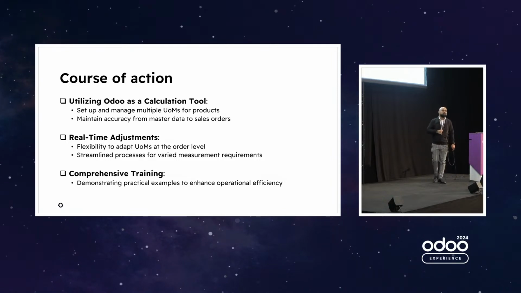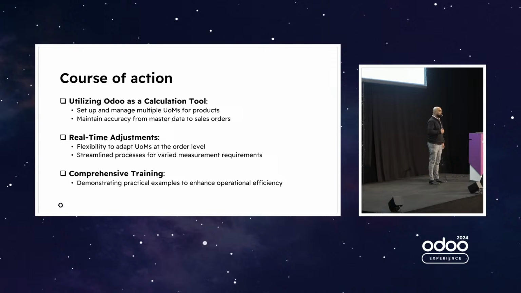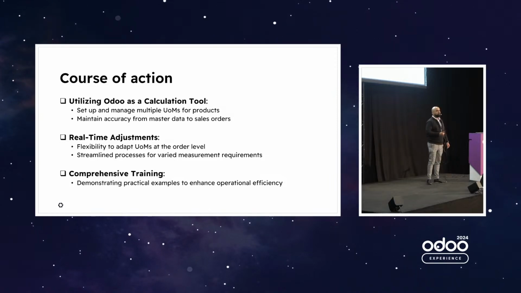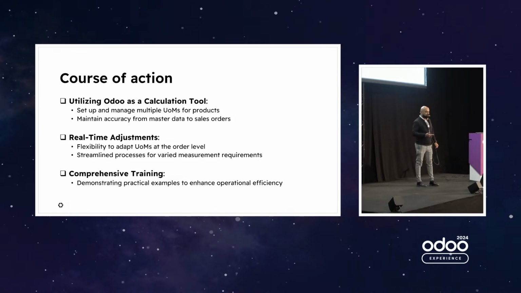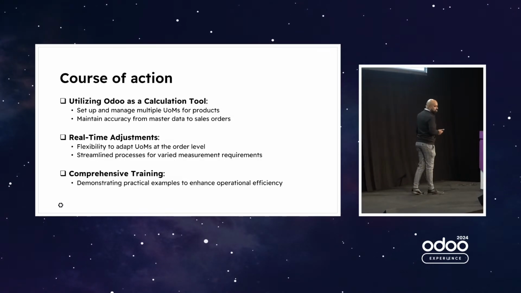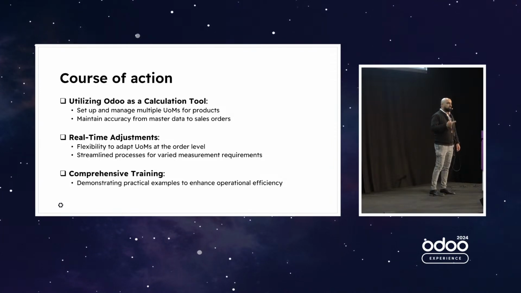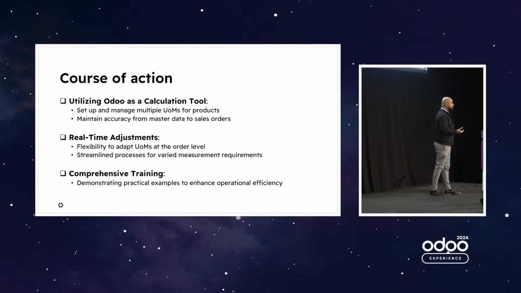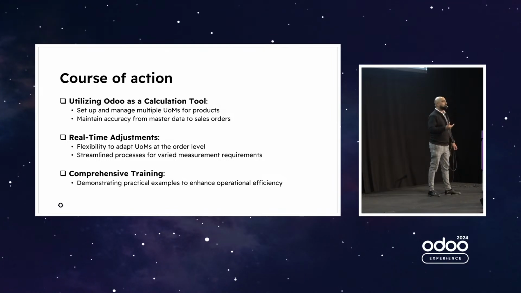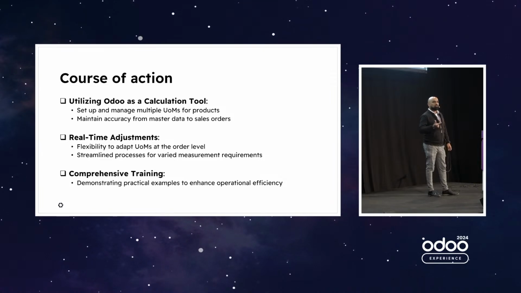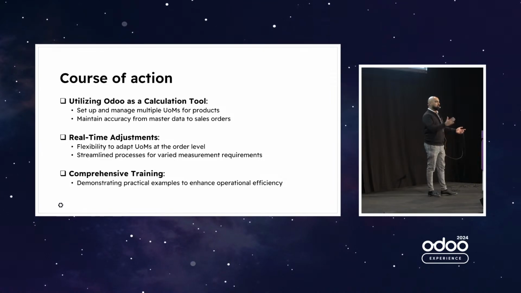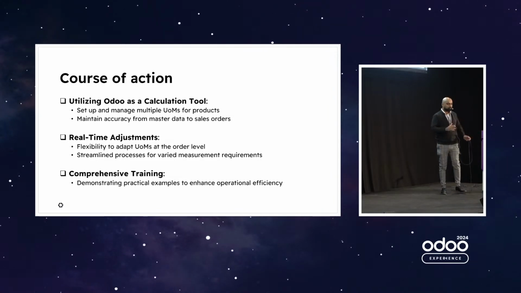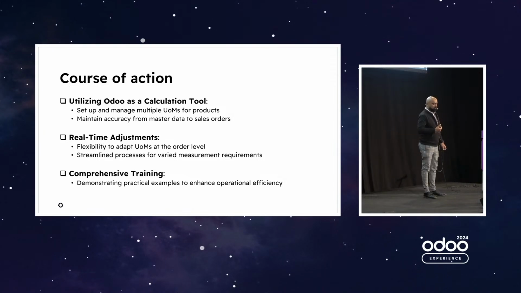We used basically Odoo as a calculation tool. So no longer Excel calculations. Basically Odoo, where you can give your measurements, give your dimensions, and calculate the flexibility of your alternative units of measure. We needed an integrated solution where you could enter your data inside the product master data, but also have the opportunity to flexibly adjust that on the sales order without having your data source of truth, your master data, being overwritten. We needed to have real-time adjustments.